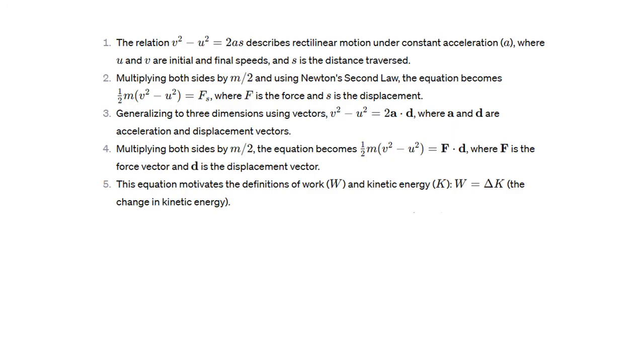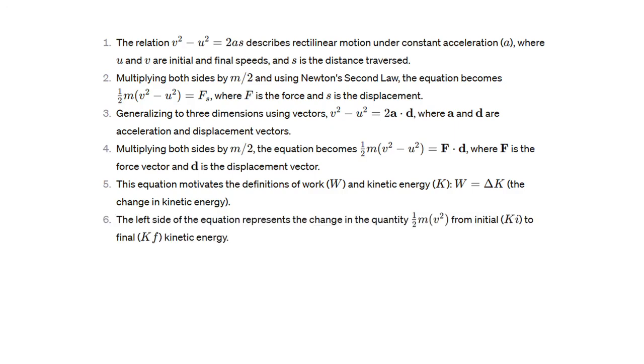The equation motivates the definitions of work, W, and kinetic energy, K, as the change in kinetic energy, delta K, being equal to the work done, delta W. The left side of the equation represents the change in the quantity 1/2 times the mass multiplied by the square of the speed, from its initial value, K_I, to its final value, K_F, in kinetic energy. The right side is the product of displacement and the component of force along the displacement.